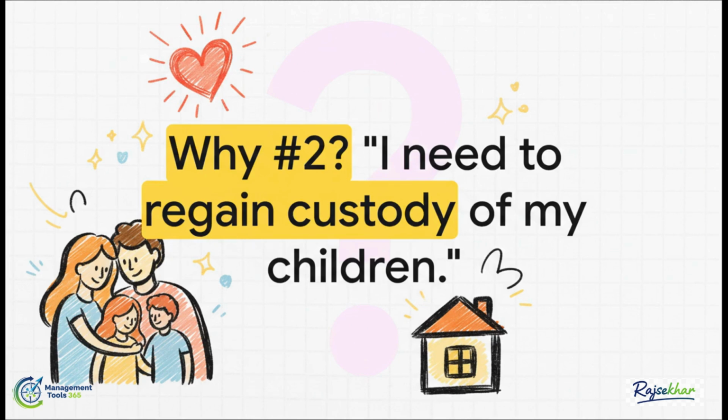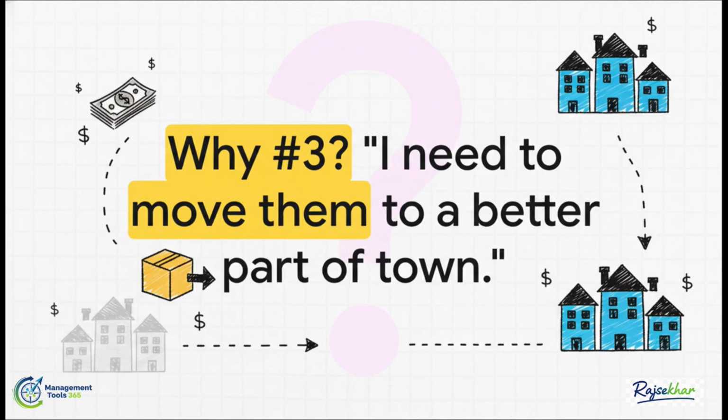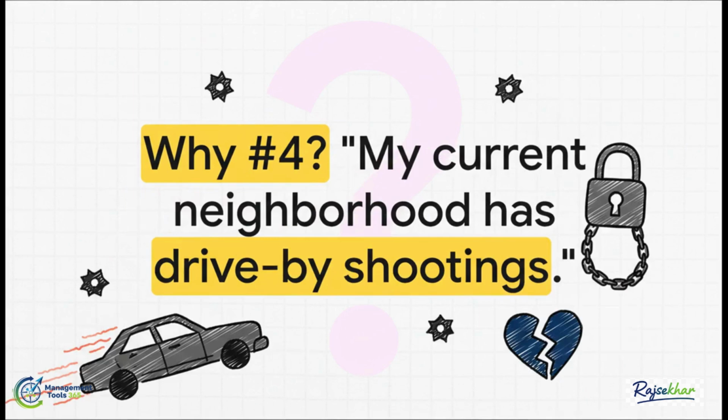And just like that, boom, we've leaped from a generic business goal to something incredibly personal. We are getting so much warmer. So the next question connects the money to a very specific action. Why would making $100,000 help you with that? The answer? I need to move them to a better part of town. And why that part of town? Because my current neighborhood has drive-by shootings.